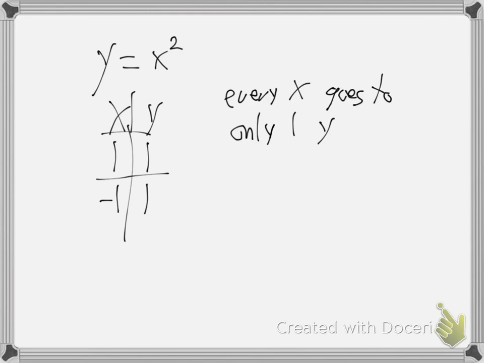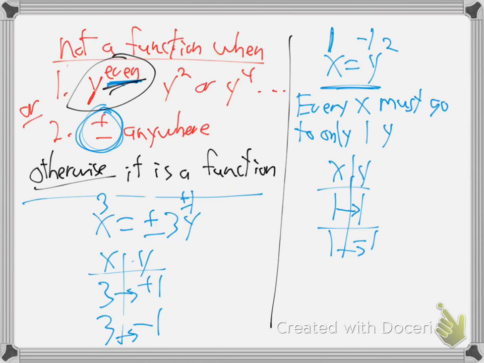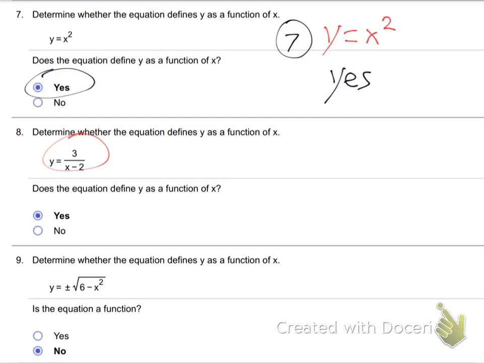Now, isn't that breaking the rule? No. That's not breaking the rule. Those are two different x's. That is not 1 x going to 2 y's. That's 2 x's going to the same y. That's okay. It's not 1 to 1, like you're saying. We'll talk about that later. But it's a function. So you see how there's not a problem with an even power on x. It's only on y. So that's why it says that. Okay. So this one's okay.